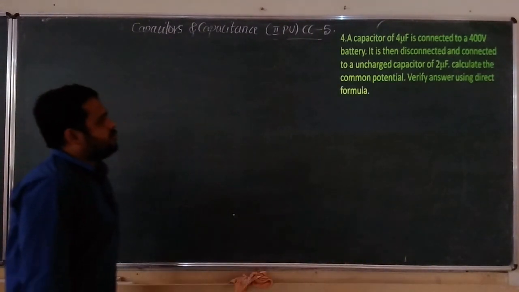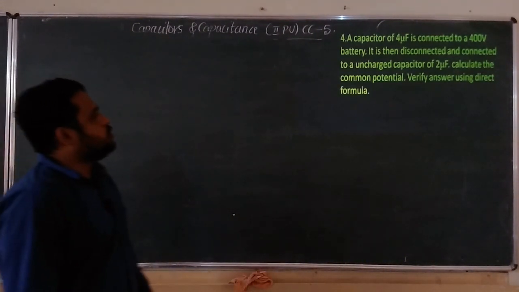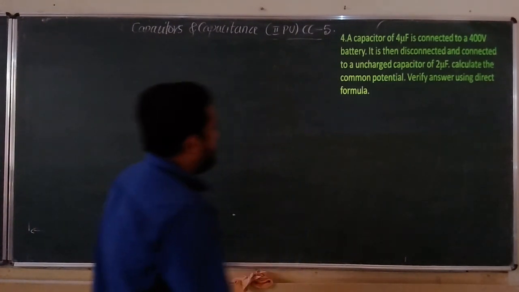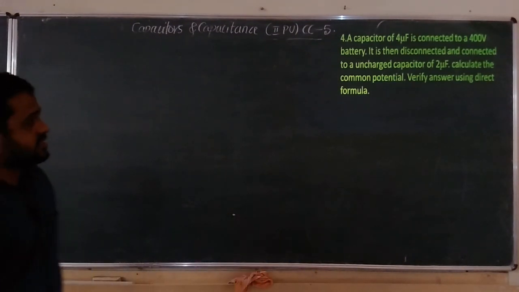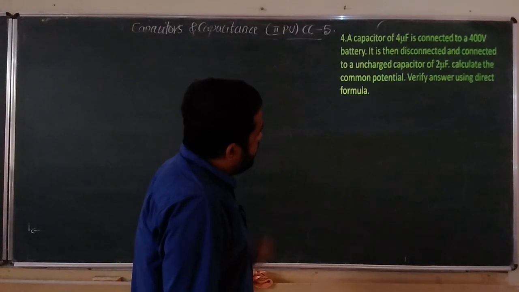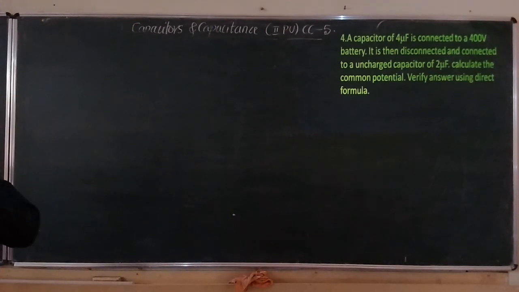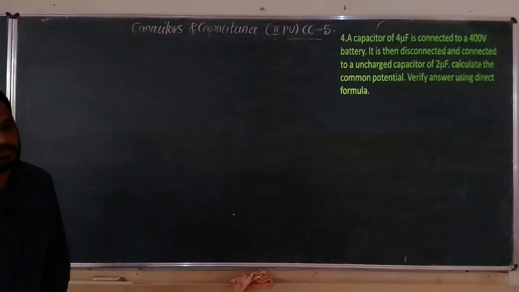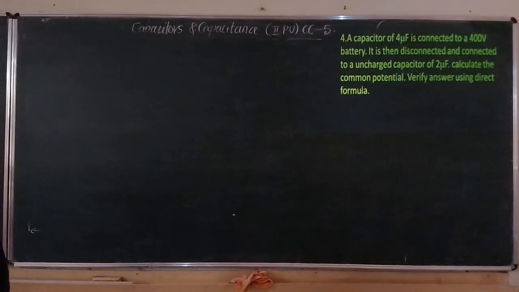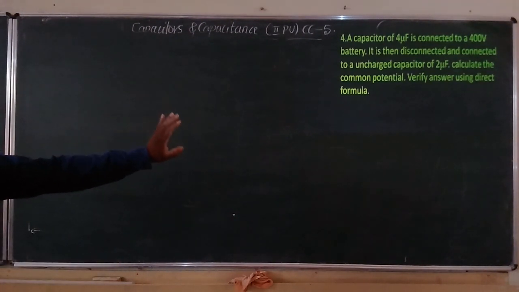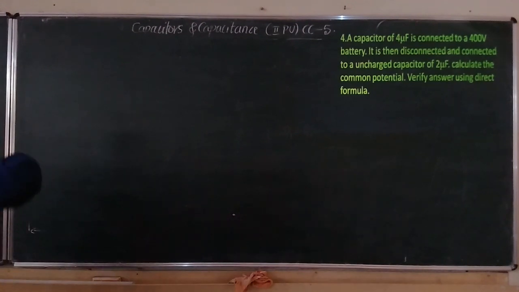A capacitor of 4 microfarad is connected to a 400 volt battery. It is then disconnected and connected to an uncharged capacitor of 2 microfarad. Calculate the common potential difference. Again, a similar problem. I'll just explain the problem, you can solve it by yourself.